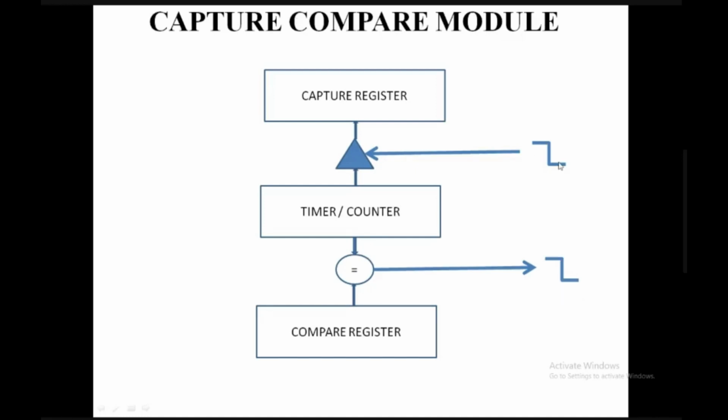Now here it is going to capture a snapshot. We call it a snapshot. Whenever there is a transition in the capture pin, say for example, a transition from 1 to 0, or a transition from 0 to 1, in the corresponding pin, during the transition the signal will go to the tri-state buffer. At the time of transition from 1 to 0, or from 0 to 1, what value is there in the timer? That value will be copied to the capture register.